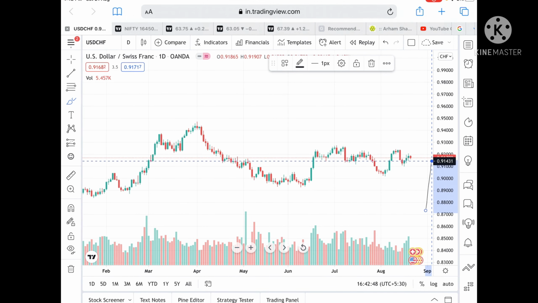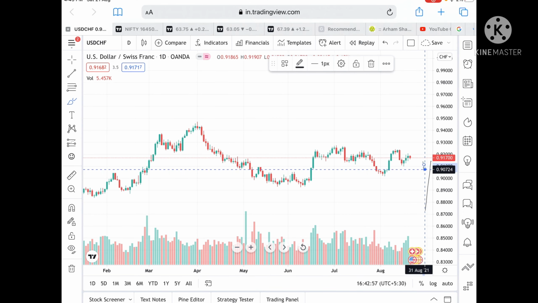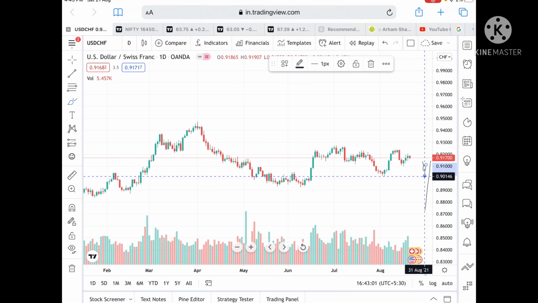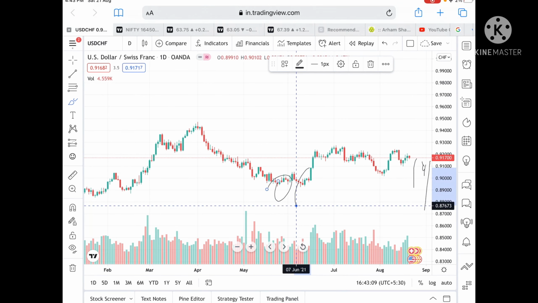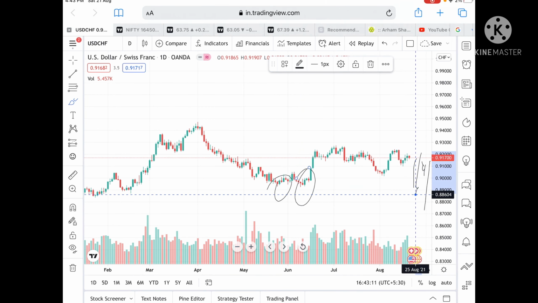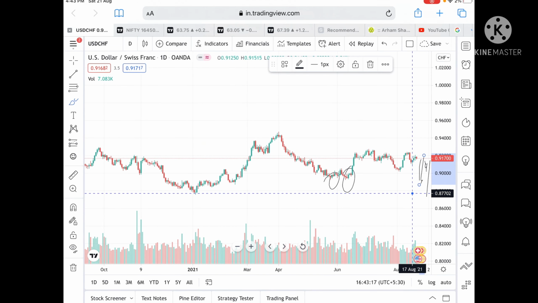Suppose if it didn't sustain this level, then we can see a level of 0.9431, and from there we can see a level of 0.90981, and from there a level of 0.90724, and then a level of 0.90146, and then we can see it can go further low to a level of 0.89247, and this level is already tested twice, so chances will be very high that it can touch a level of 0.88701, and it can go further low.